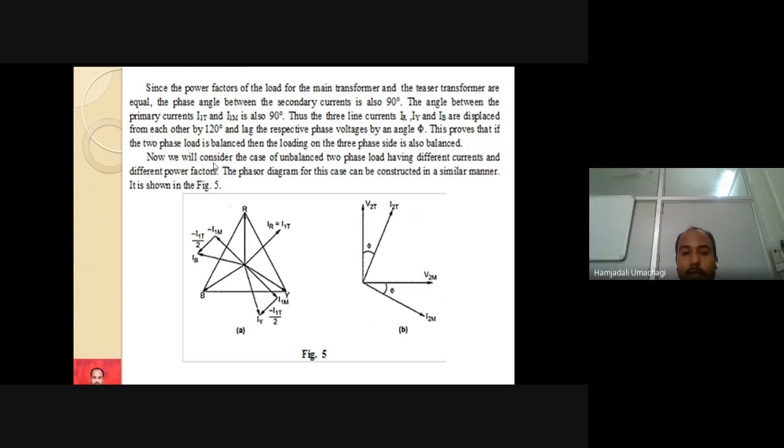And if you want, you can explain this phasor diagram when things are connected with unbalanced load. Just say that when the load on the secondary of the teaser and main transformer is unbalanced, then these are the voltage waveforms. This is the input and this is the output of the teaser transformer, output of the main transformer. So this is one of the important questions which will be asked for 8 to 10 marks in the final VTU exam.